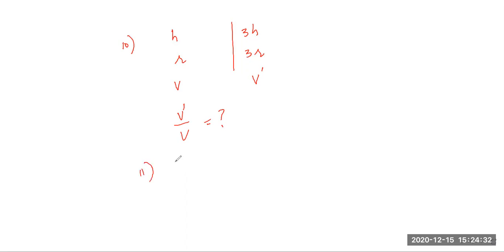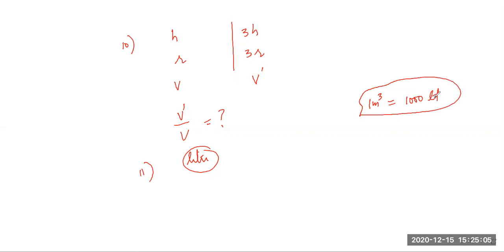Now the 11th question. Find the capacity of the cone. Capacity means volume. Capacity in liters. Whenever you get a question with liters, students, you have to really understand this. So remember that: 1 meter cube is 1,000 liters. You can use this.